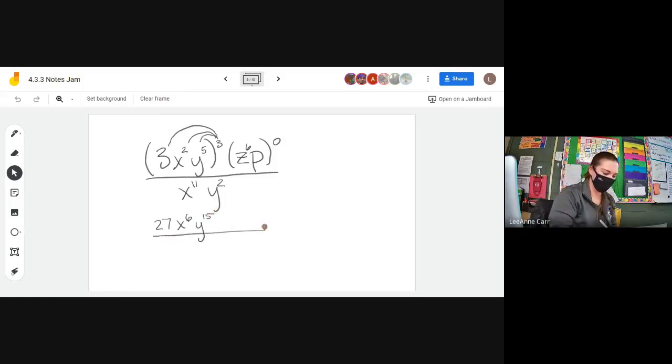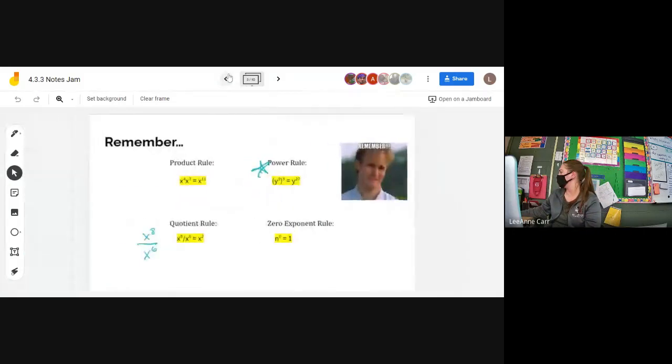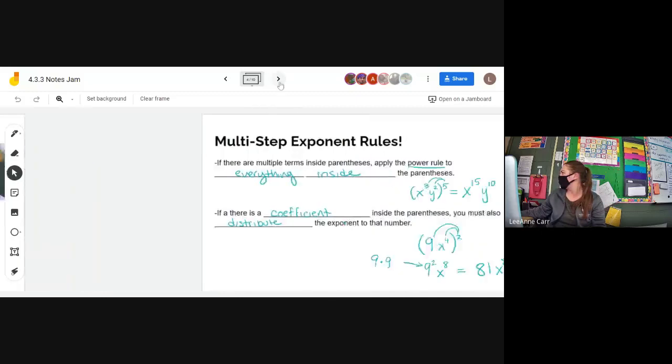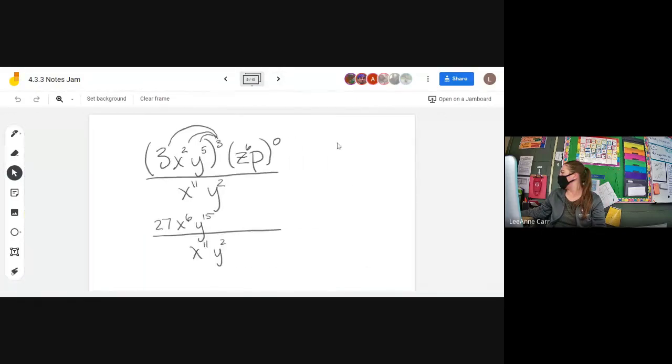Okay. And I said our denominator is pretty much as simplified as we can get it. But I'm going to pause because let's look at this part. What do you guys notice about this part? There's a 0. And let's think back. If we go all the way back to our beginning rules here, anything to the 0 power is 1. It doesn't matter if there's multiple things in there. That whole thing is to the 0 power. So this entire part just becomes 1.